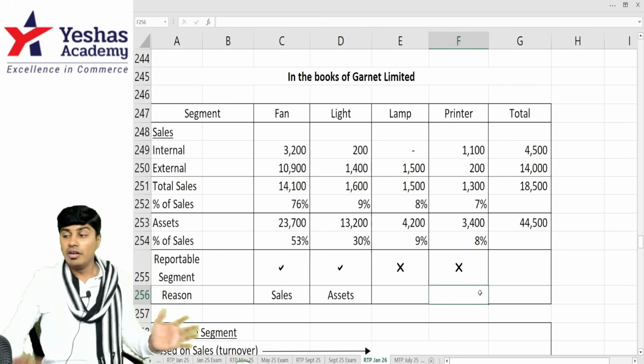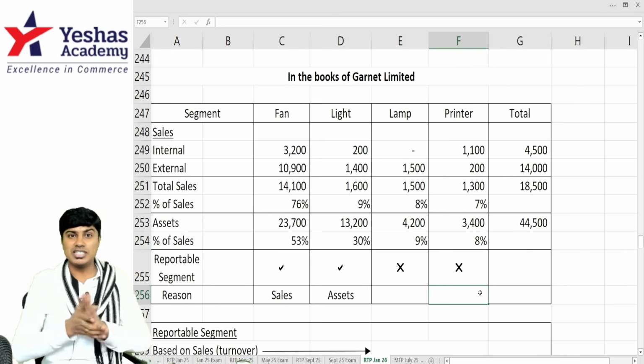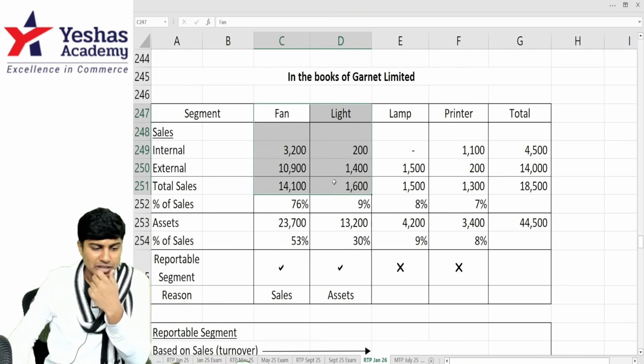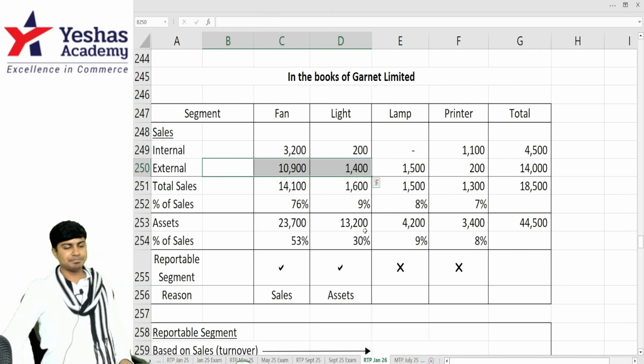I hope you understood. We have a quick check to make. What is the quick check that we should make? Which segments are reportable? Fan and light. Take fan and light's external sales: 10,900 plus 1,400.